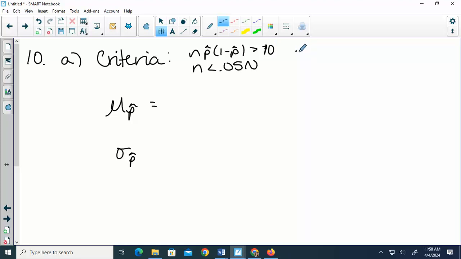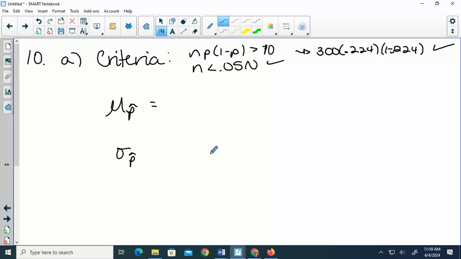All right, so in here n was 300. Our p, we use the proportion, p-hat, the proportion given in the problem, which was 0.224, and 1 minus 0.224. And is that bigger than 10? Yeah, so that's good. Second, would 300 be less than 5% of all adults?